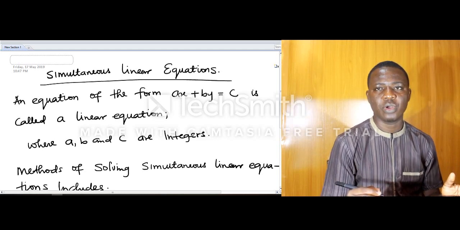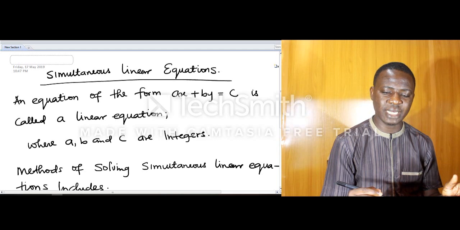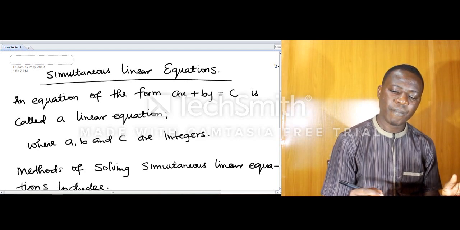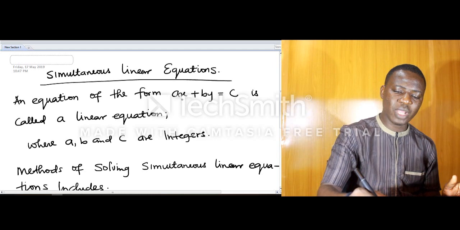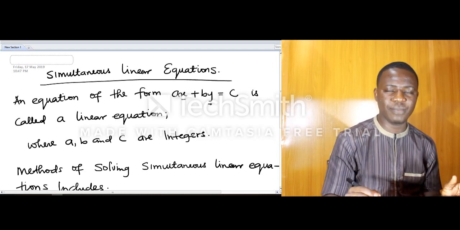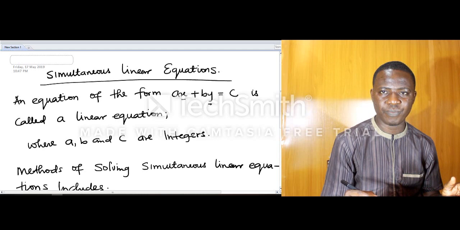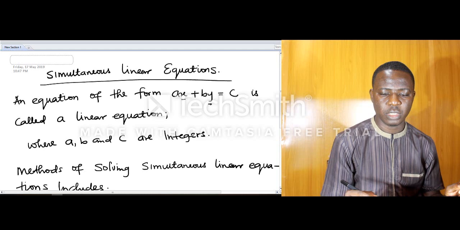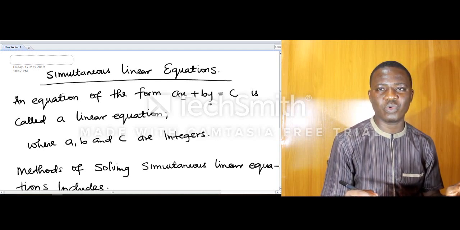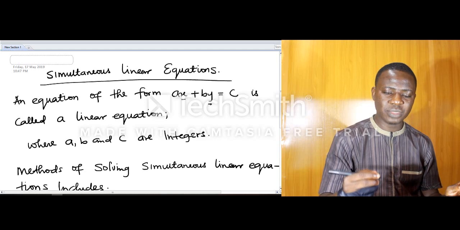Remember in our previous class, we said a linear equation is an equation that has one as the highest power of the unknowns. In this case, the unknowns are x and y, which are two unknowns. So two unknowns always result in a simultaneous equation. So the only way you can solve them is to solve them simultaneously.